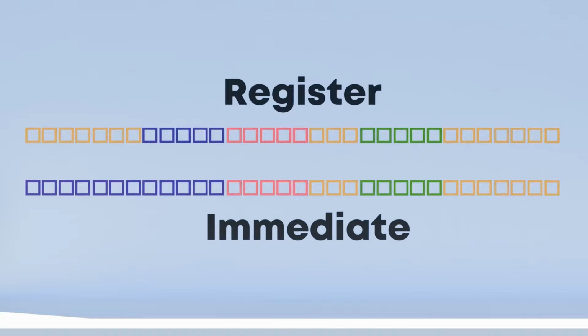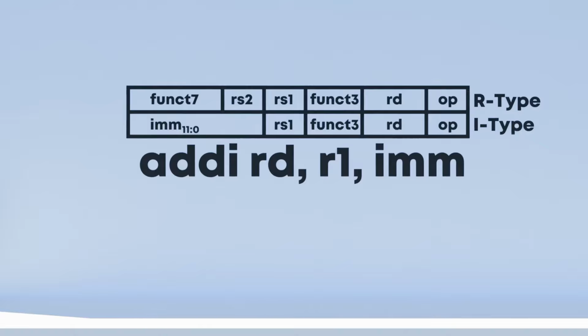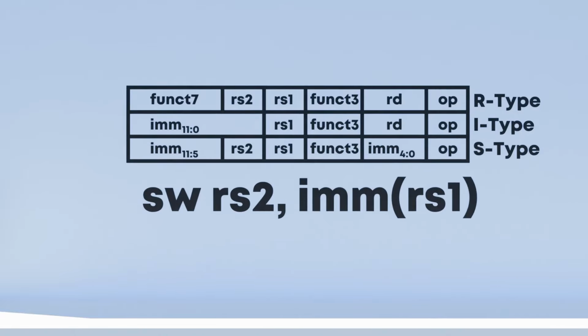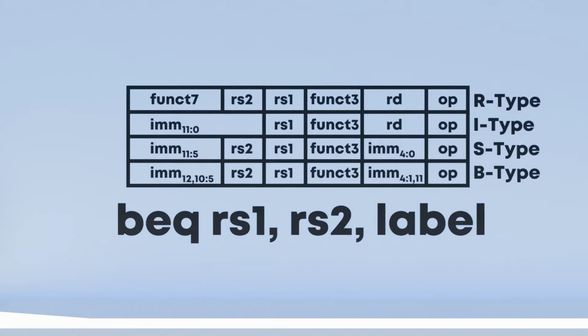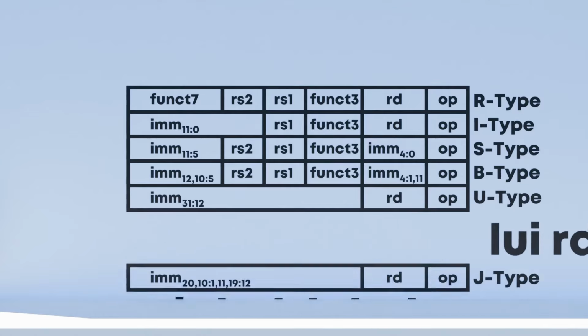From this, we can break up all of the RISC-V instructions into 6 different types. R-type instructions if we take in 2 input registers and 1 output register. I-type instructions if we use an immediate. S-type instructions if we store data into memory. B-type instructions for branching. And finally U-type instructions and J-type instructions, which are load upper immediate and jump and link instruction.